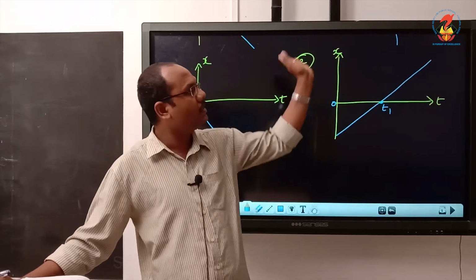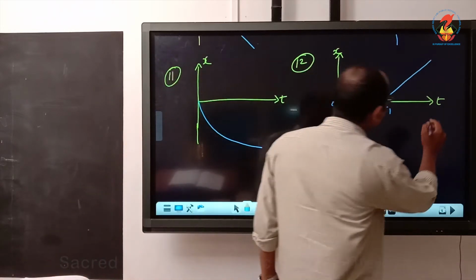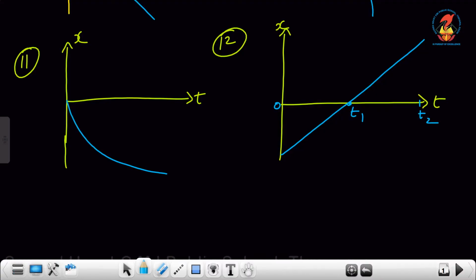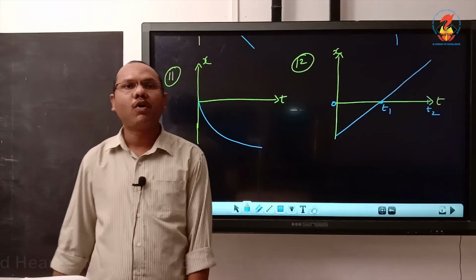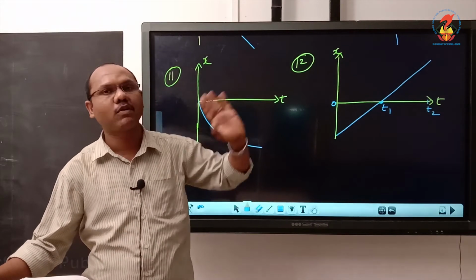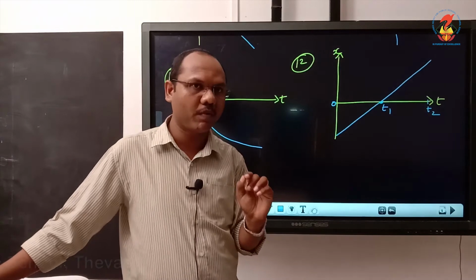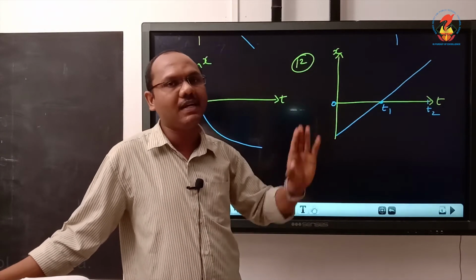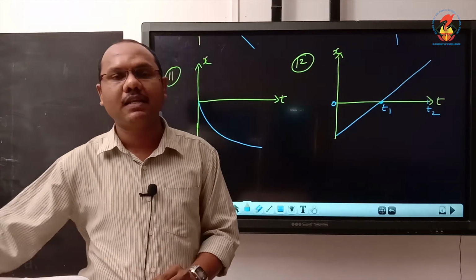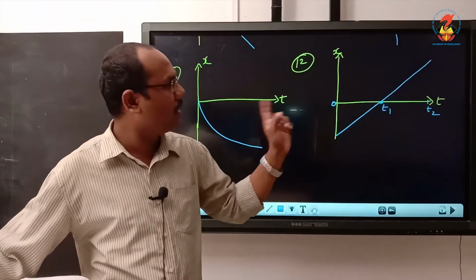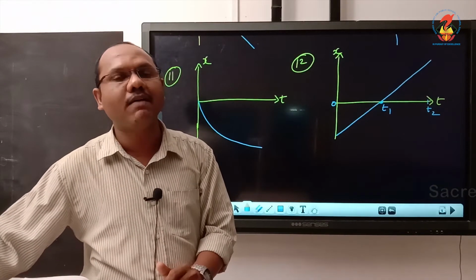And from t1 to the next time t2, I will mark here t2. From t1 to t2, the body is moving away from the origin in the positive direction. Write that properly. From 0 to t1 it is in the negative direction and it is moving towards the origin, and from t1 to t2 it is moving away from the origin.